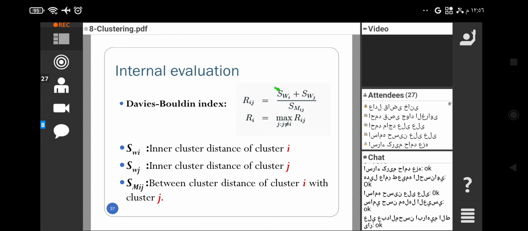SWI is the inner cluster distance of cluster I. SWJ is the inner cluster distance for cluster J. And SMIJ is the between cluster distance of cluster I and J. Okay, we get this. And finally, Ri for cluster I is the maximum Rij. For each of the clusters, we could get Ri, which is the maximum Rij.